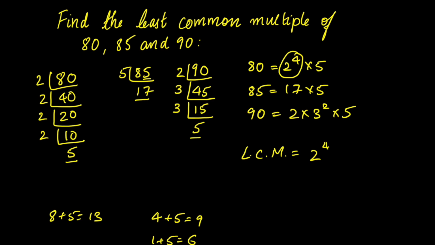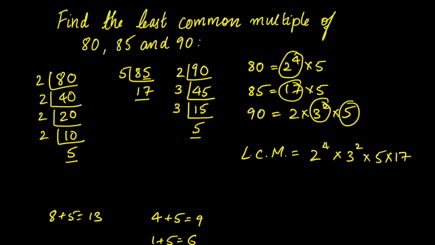So in the case of 2, that's 2 power 4. In the case of 3, that's 3 square. In the case of 5, it's just 5. And in the case of 17, it's also just 17.